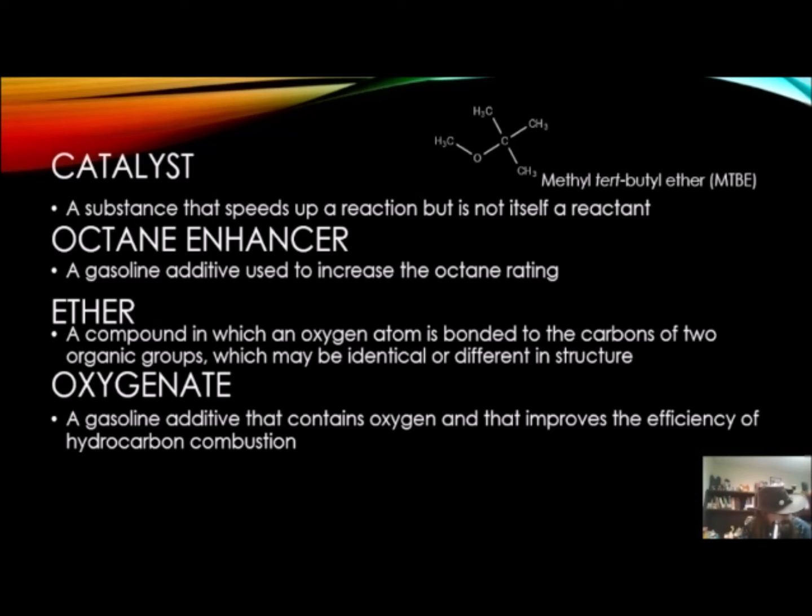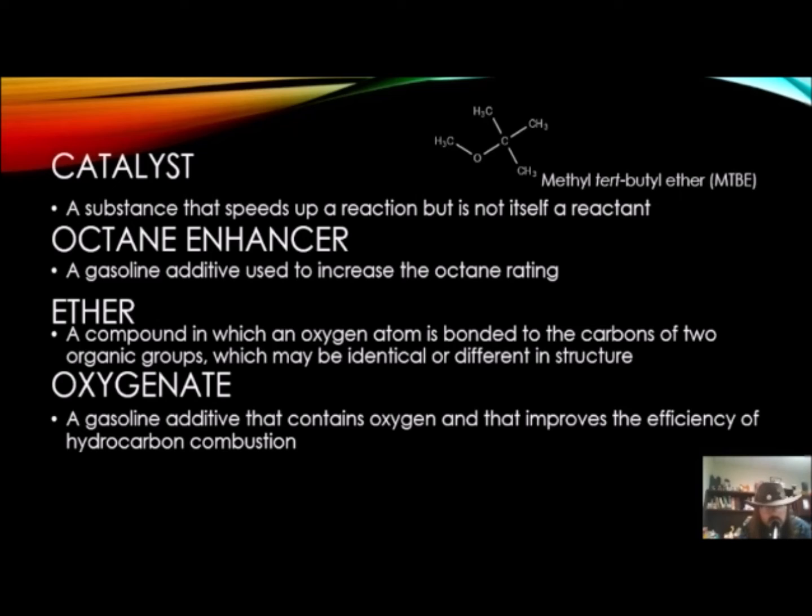Well, thankfully, we figured out a better one, which is methyl tert-butyl ether, which also has some of the same effect. It's also an octane enhancer. Well, an octane enhancer is a gasoline additive used to increase the octane rating.